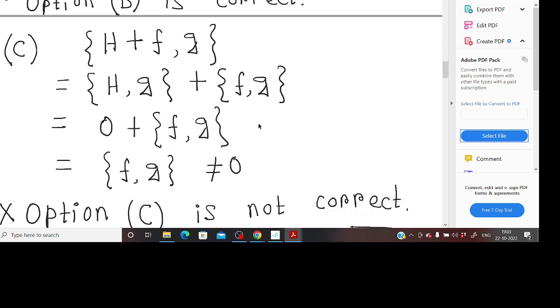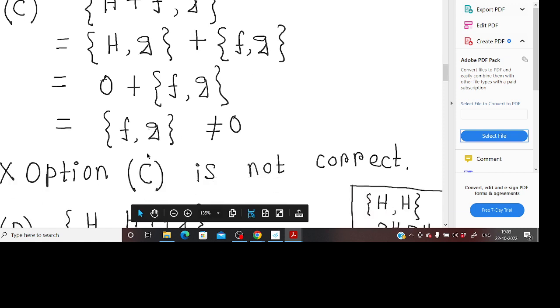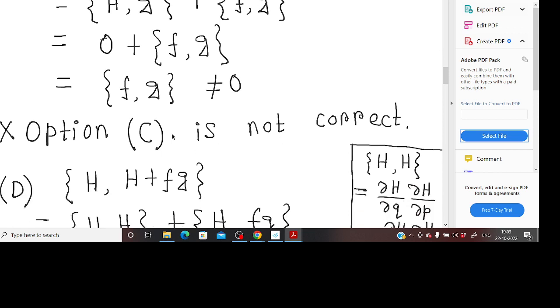So here I have nothing to say because this is non-zero, because it may be 0, may not be 0, we don't know. For some function f and g, it may be equal to 0. For some other function it may not be equal to 0. So we cannot say that this will always be equal to 0. So this option is not correct.